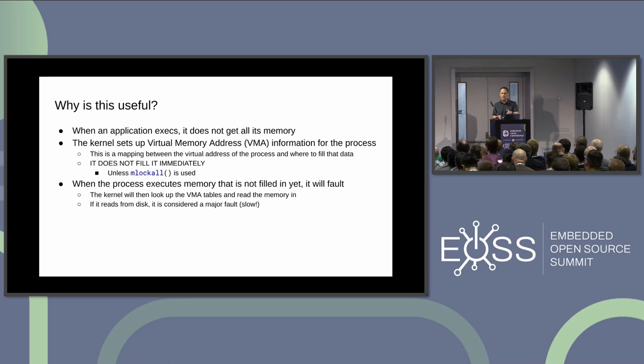And if it has to read in the memory from the disk, it's considered a major page fault because it's slow. But if it's already in the page cache, because sometimes the metadata is there, but it's not mapped to anything, but the disk information is actually in memory somewhere, this is a minor page fault because all it does is have to fill in the page table and come right back, and that's usually very quick.